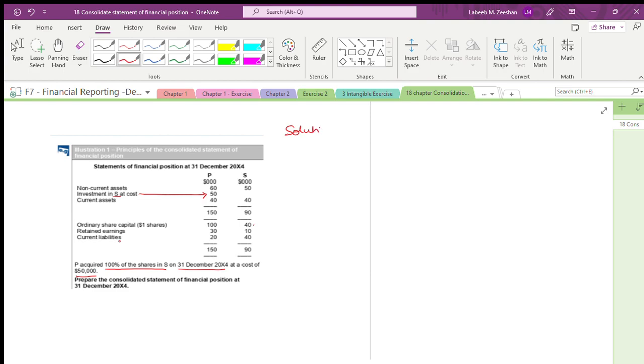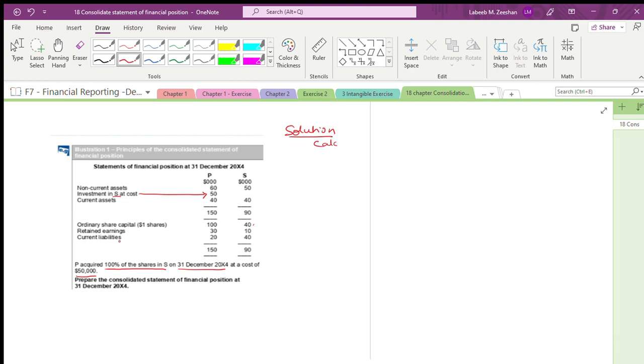Solution. This is 110. This is 80. This is 100. This is 30. And this is 60.